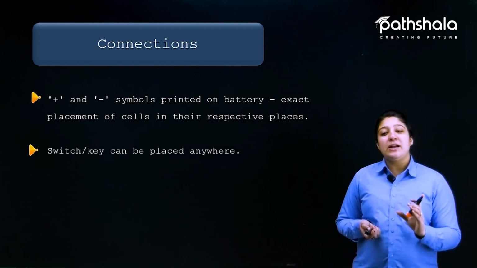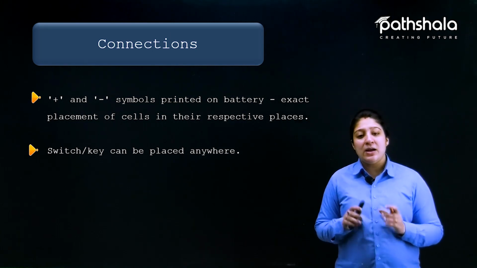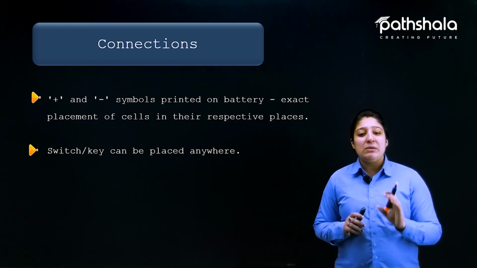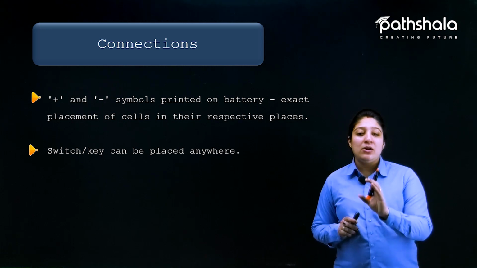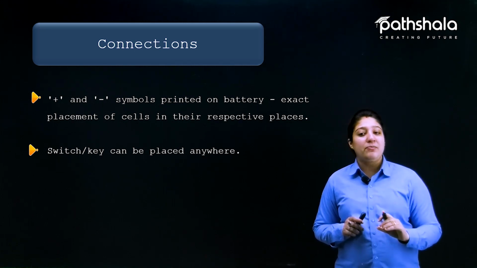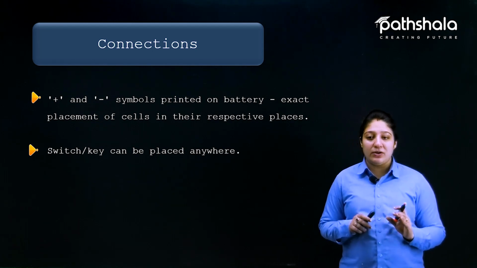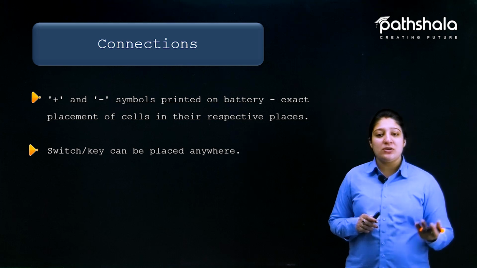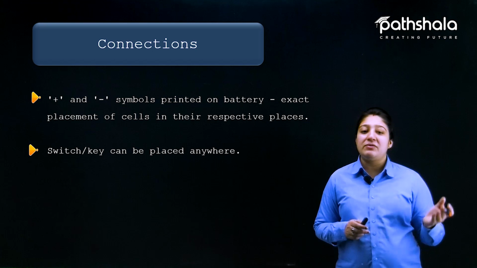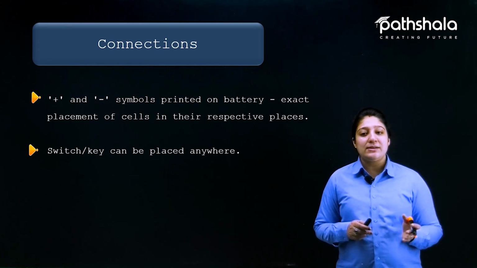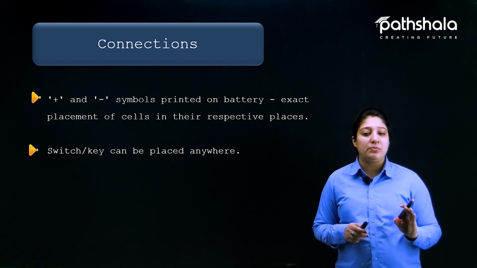Now, again about the switch, we can say that a switch is also known as a key. I've already said that this can be placed anywhere. You can place the switch near the cell or near the bulb or away from both, but it should be in the circuit, then only your circuit will work. If a switch is in off position, the conducting path or your electrical circuit is not complete, and as a result, there will be no flow of charges, and your bulb or other electrical devices connected into the circuit won't work properly.